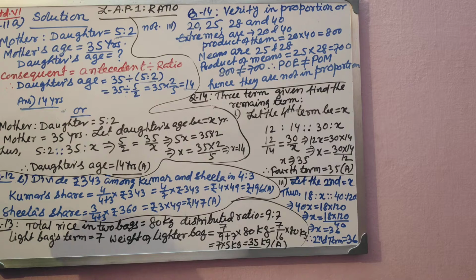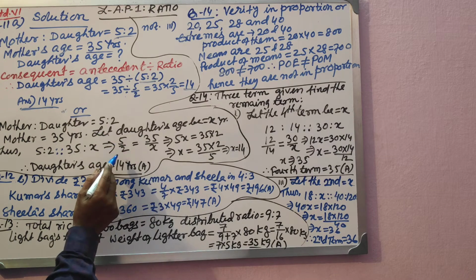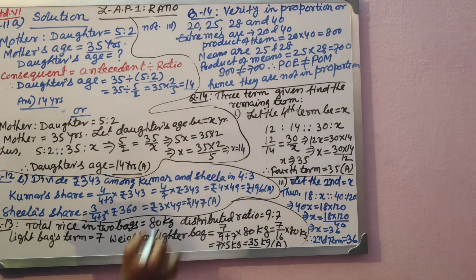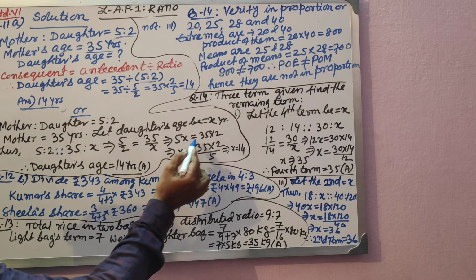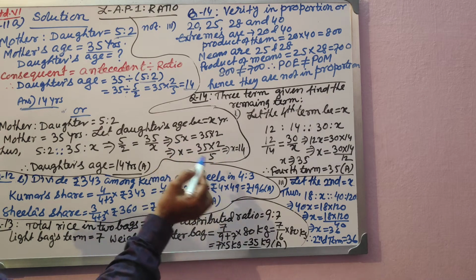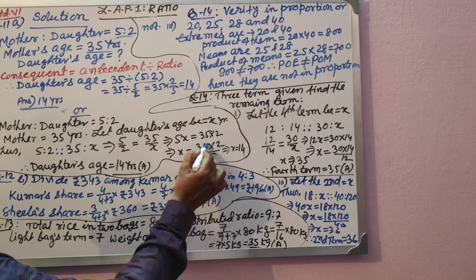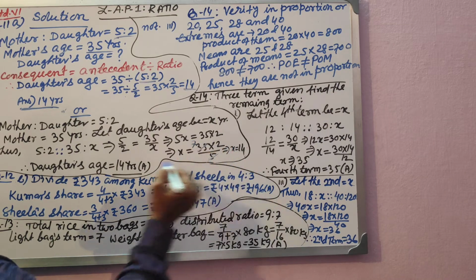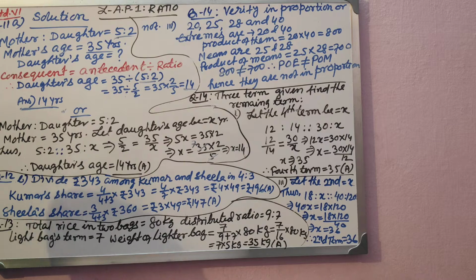5 will be multiplied with x, and 2 will be multiplied with 35, so 5x will be 35 into 2. The 5 is multiplied, so it will be divided to the other side of the equal to. So 5 will cancel 35, 7 twos are 14. So daughter's age will be 14 years. This procedure is more concise, I will tell you.